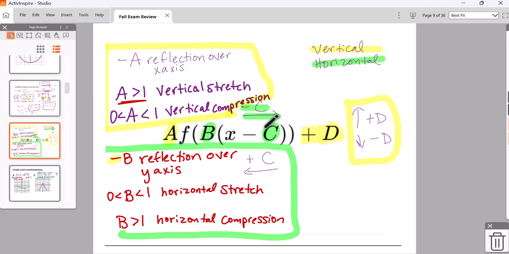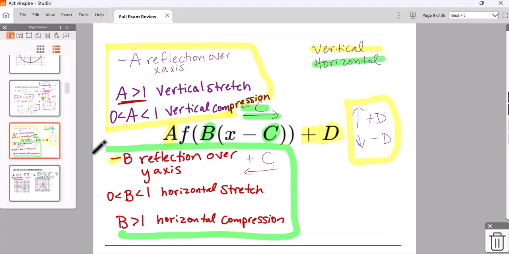The B and the C inside the function are horizontal things, and they're backwards from what you think they're supposed to be. So the yellow things are vertical things, and so when A is bigger than 1, it's stretching it vertically. If it's between 0 and 1, it's going to compress it vertically, so it's like 1/2. It's going to be half as tall as it was before. If A is negative, it's a reflection over the x-axis.